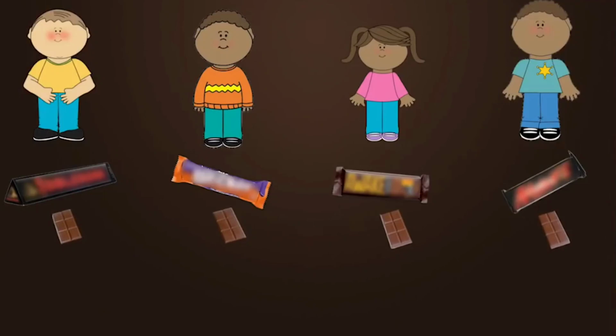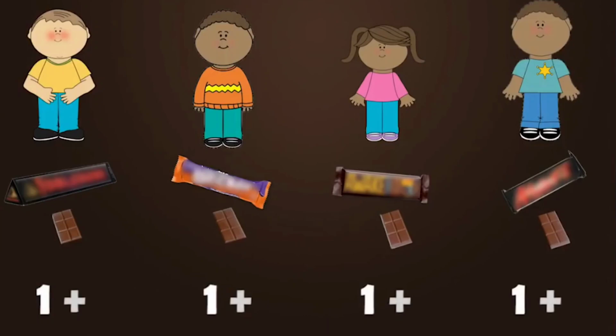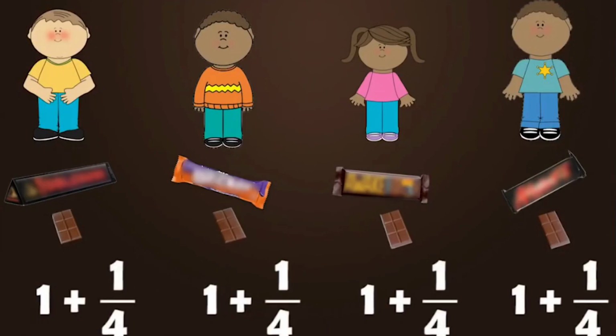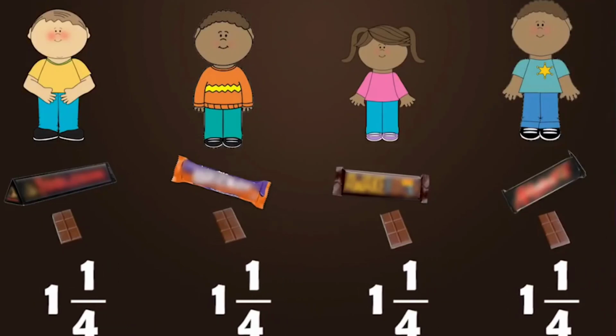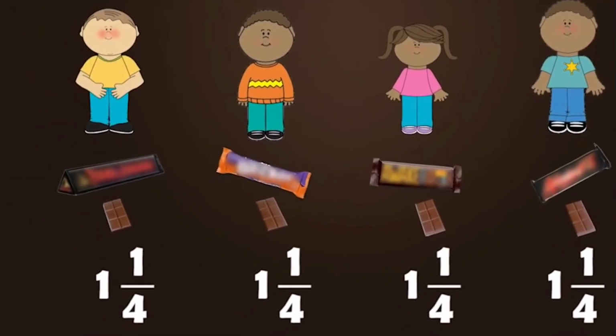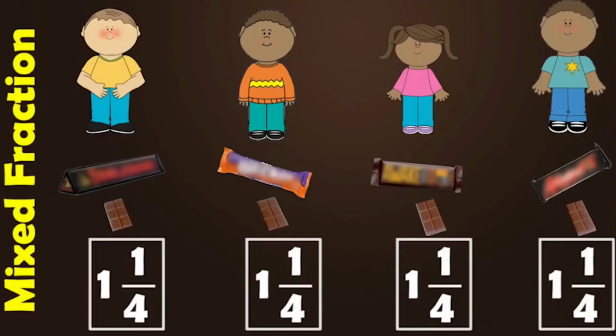So now each one of you guys has 1 chocolate and 1/4 part of the other chocolate. In total, you have 1 and 1/4 chocolate. Right? All these fractions are known as mixed fractions.